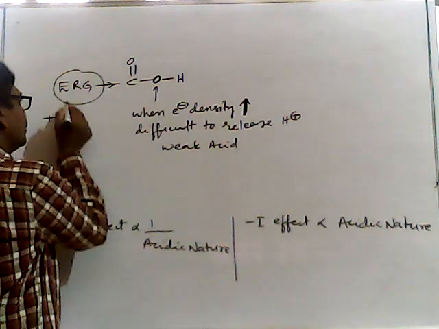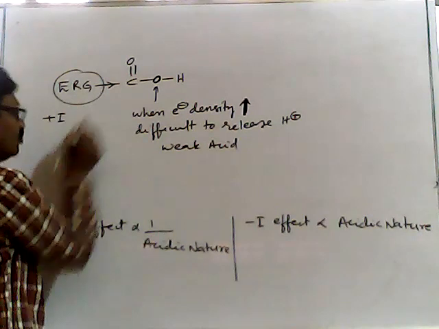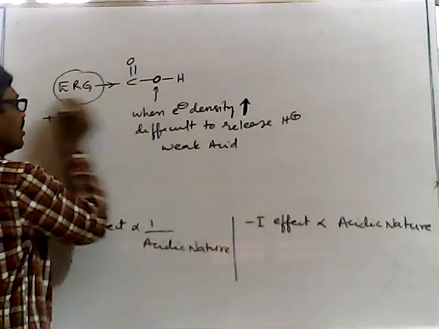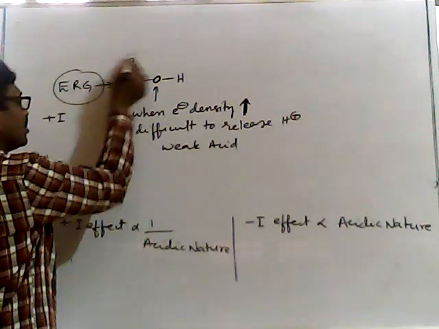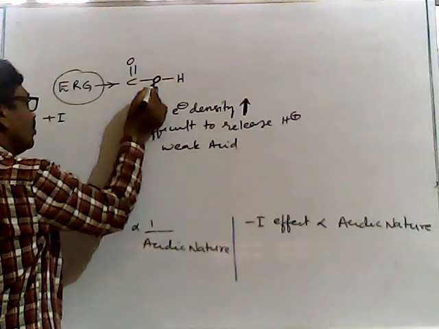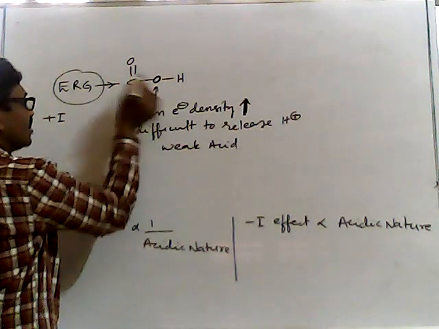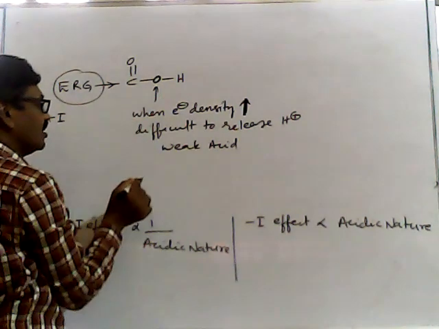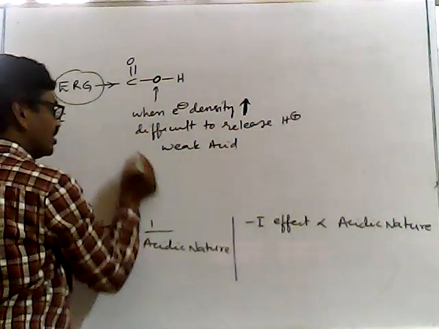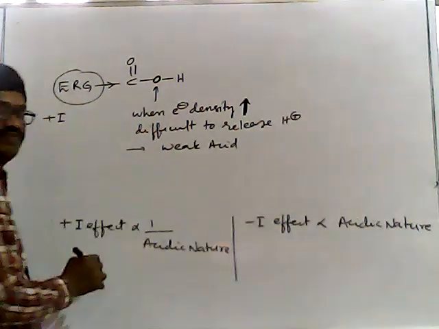So why it is so? Whenever groups with plus I nature are attached to the carboxylic acid framework, they can donate electrons, they can release electrons to the carboxylic acid framework, and electron density increases on this oxygen. Therefore, this oxygen can hold hydrogen tightly. Therefore, it is difficult to release H plus ion, so it becomes weak.